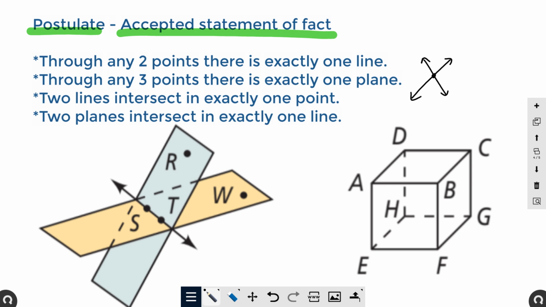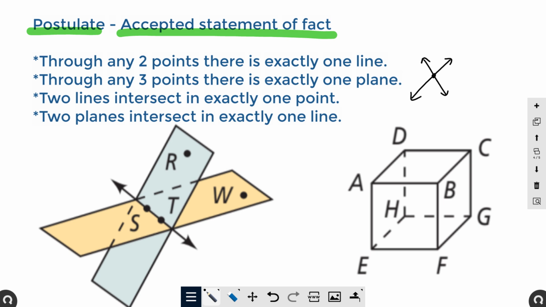Now, we're getting into some stuff later in Math 1. You talked about lines that are parallel, never intersect, and maybe they're perpendicular. They intersect at an exact point. When 2 planes intersect, they intersect to form a line.